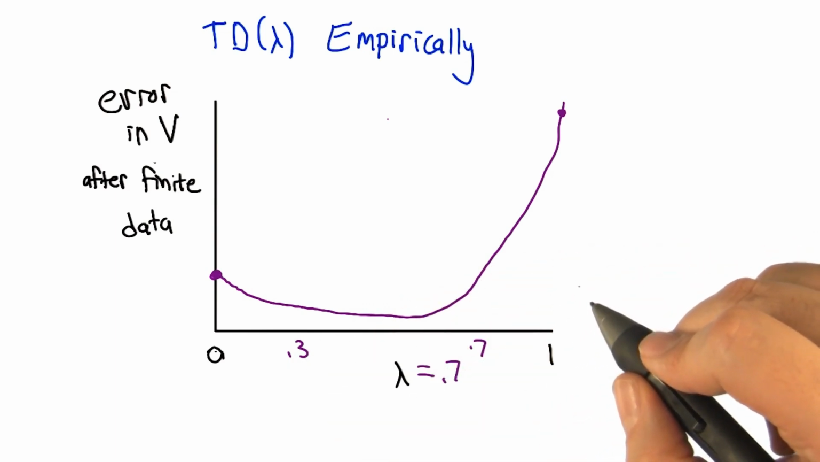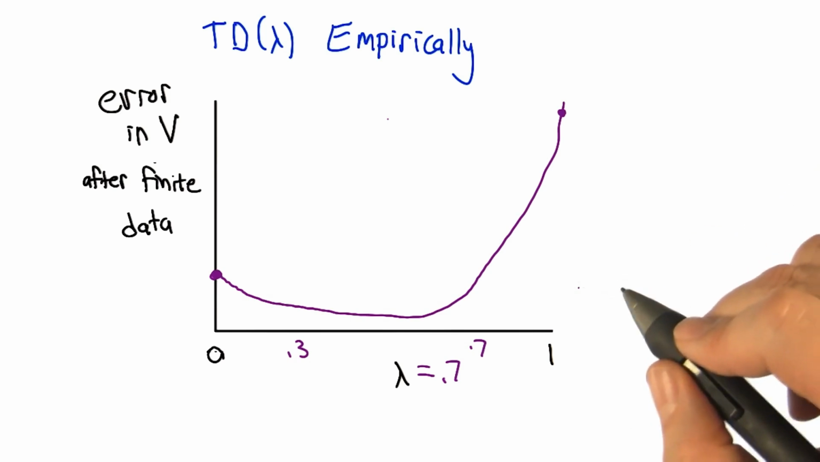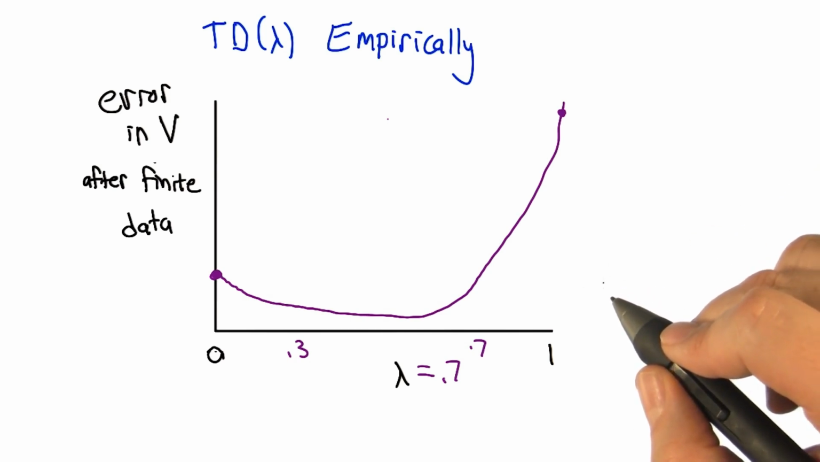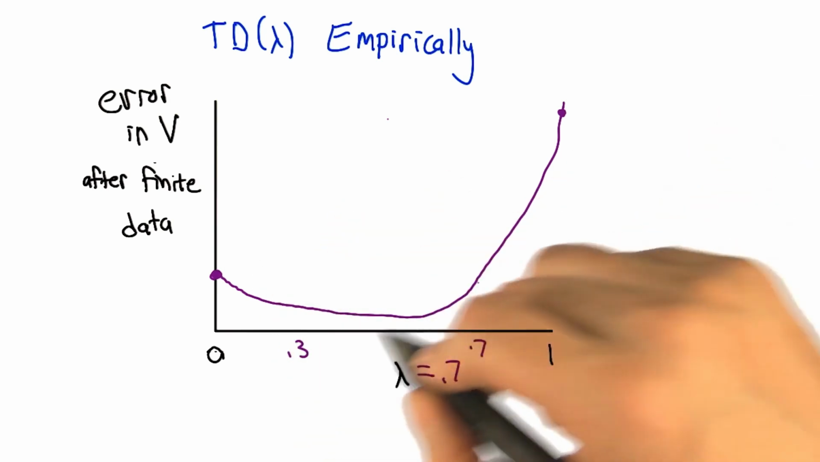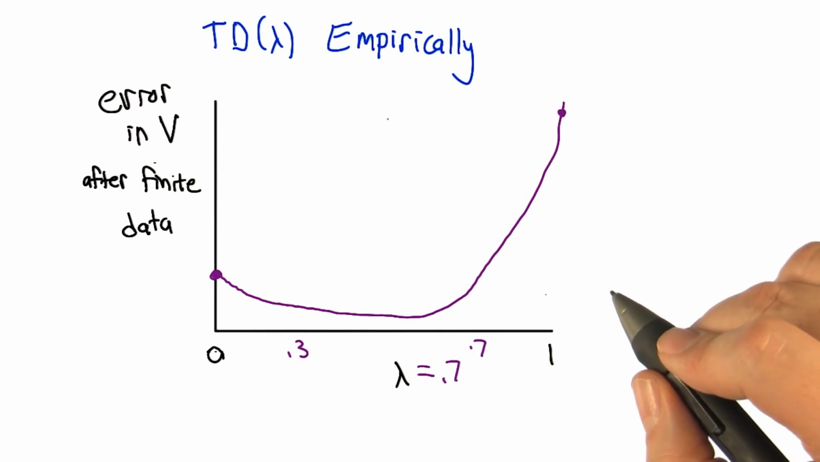Okay, that's worth knowing. So that's actually all I wanted to tell you about TD(lambda). I wanted to give you a sense of how the equations are defined and how they're derived, and empirically why this is something that we actually care about. So maybe we should sum up.